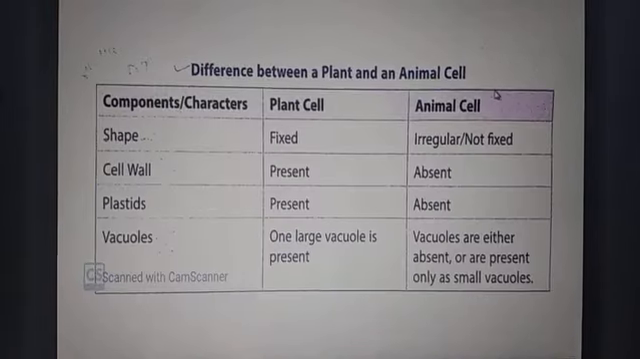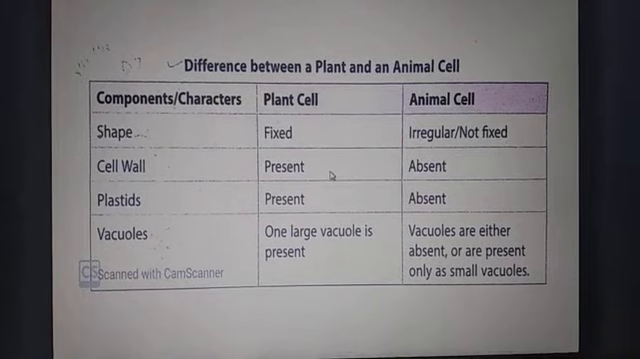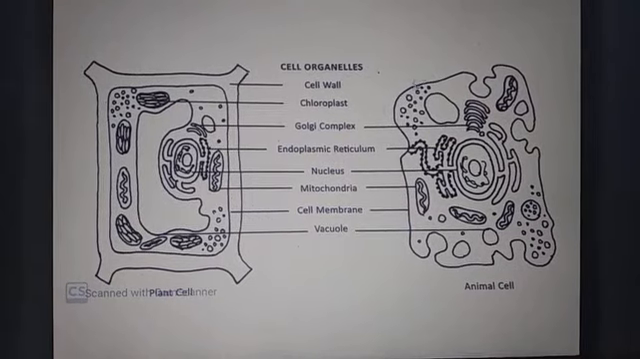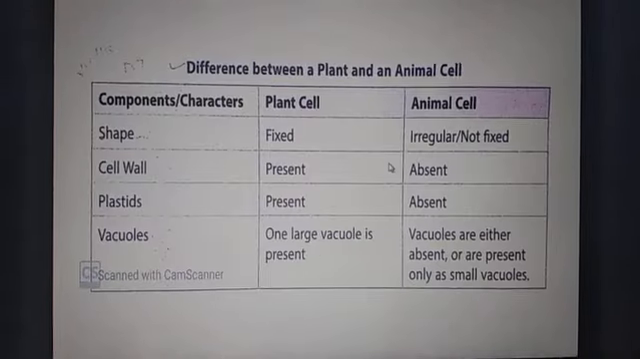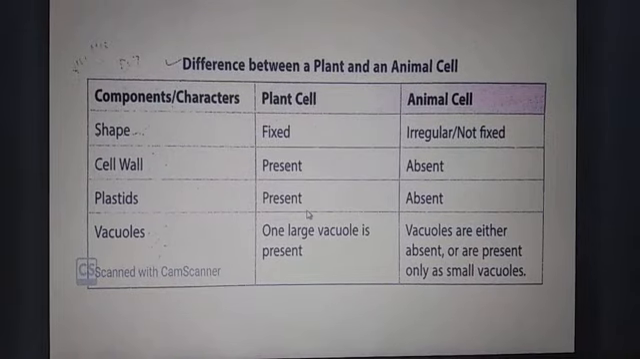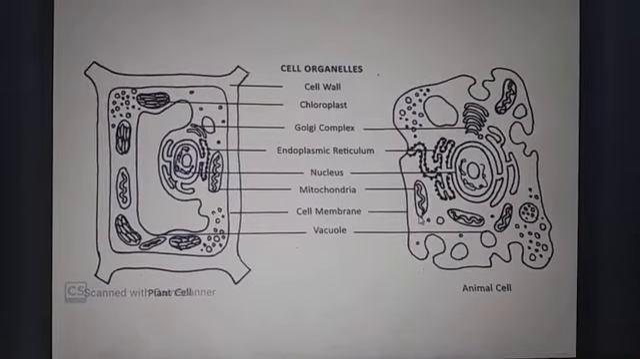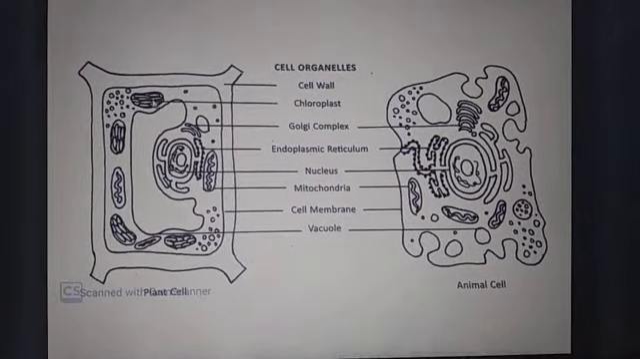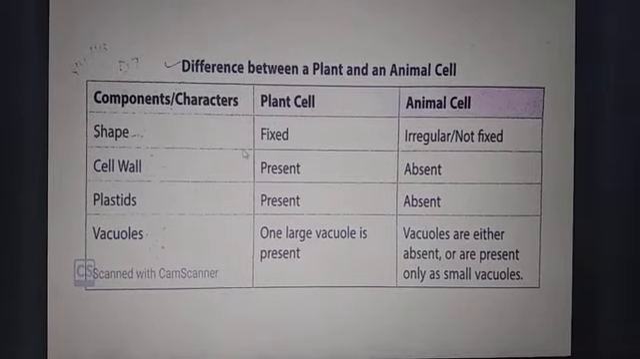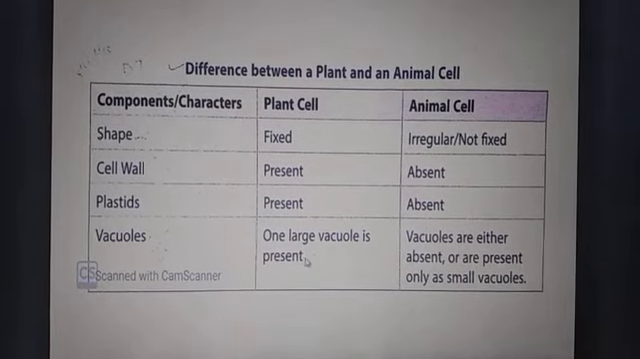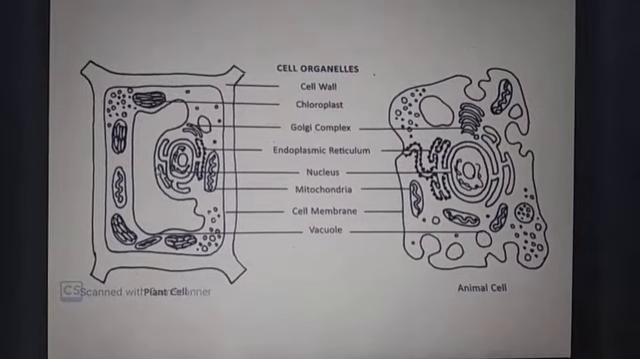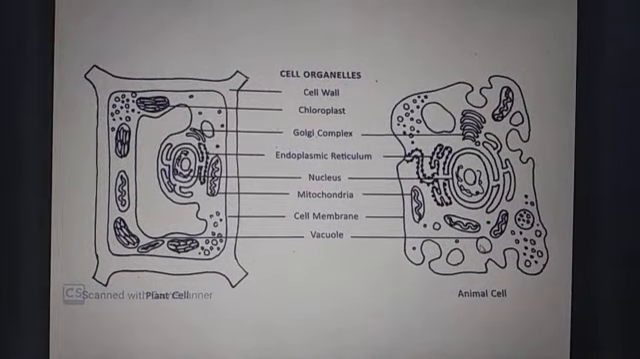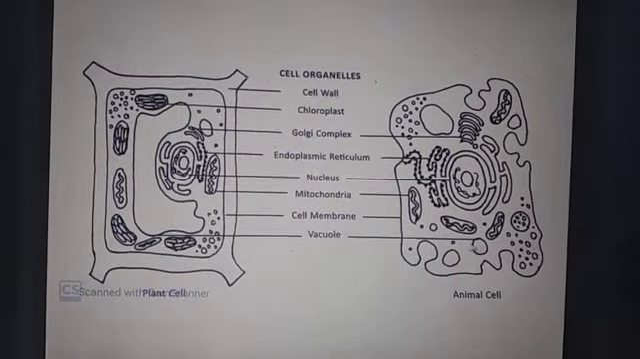In plant cell, the cell wall is present, but in animal cell, it is absent. Plastids which are associated with color are present in plant cell but are absent in animal cell. In plant cells, one large vacuole is present, but in animal cell, they are either absent or present in very small size.